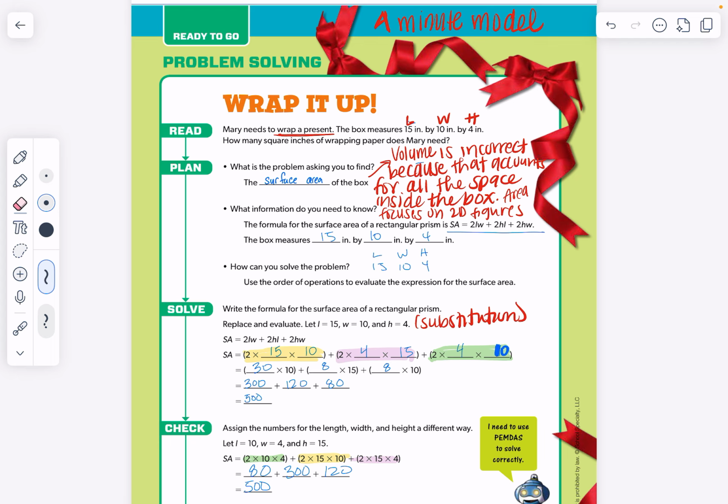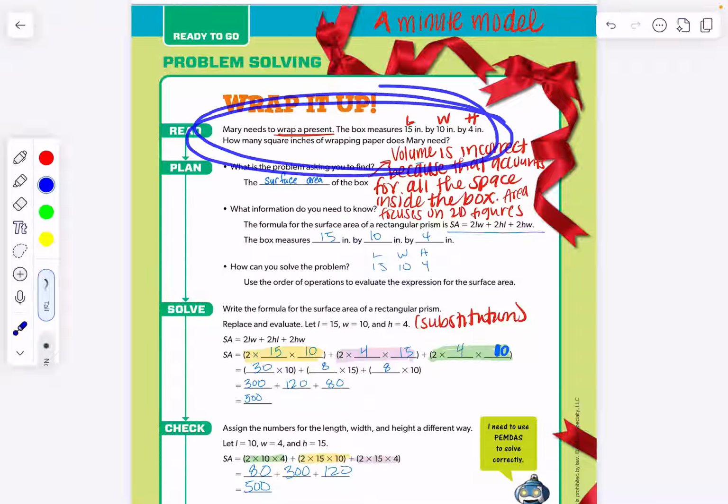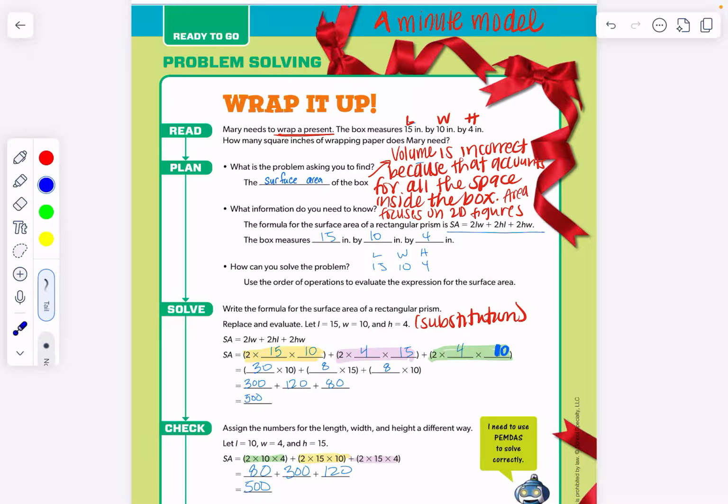today. So it says Mary needs to wrap a present. The box measures 15 inches by 10 inches by 4 inches. How many square inches of wrapping paper does Mary need? The first question is, what is the problem asking you to find? I honestly would launch students into a turn and talk around this question. Students might say area, students might say volume, students might say perimeter. And so it'll be great to see students' conceptual understanding of what the context of this question is giving them.